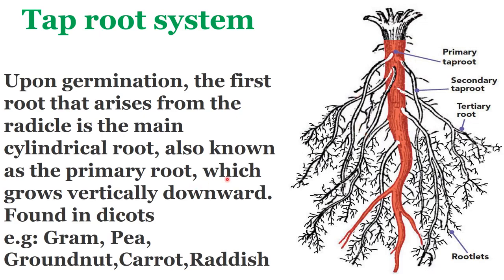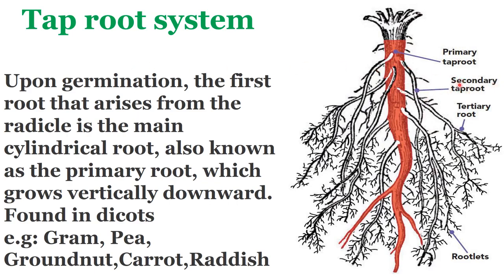Now this primary root grows vertically downward, which means below the soil it will grow. As you can see here, lateral branches arise from it, and the first lateral branches which arise from the primary root are called secondary roots. You can see here, this is the primary root, and these lateral branches arising from it are called secondary roots, secondary taproots, you can say, because this is the taproot system.